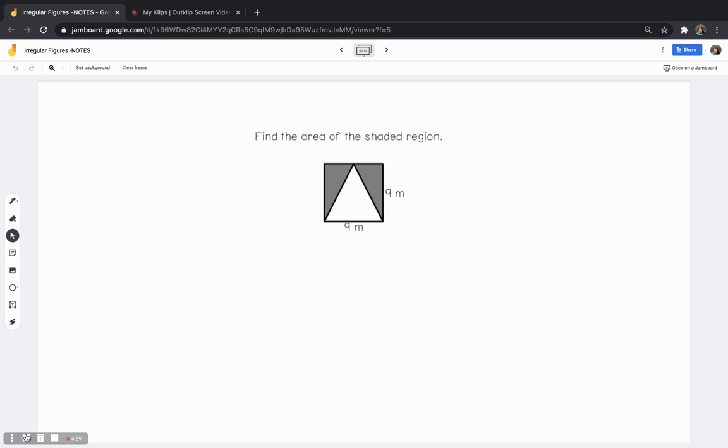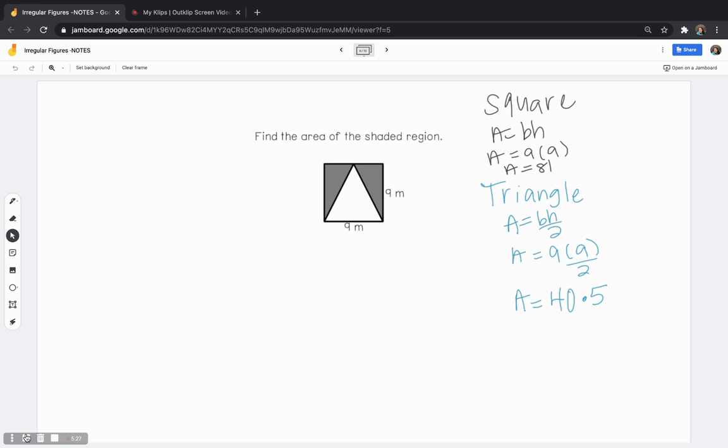So the two shapes we have here are a square and a triangle. For the area of the square, my base and my height are both going to be 9. So 9 times 9 gives us 81. And then for the triangle, the base is 9, and then the height is also 9 because that's taking up the entire length of the square. So for the triangle, we get an area of 40.5. And because we want the shaded part, we're going to take away this unshaded portion. So we're going to subtract the triangle from the square, and we're going to get a total area of 40.5.